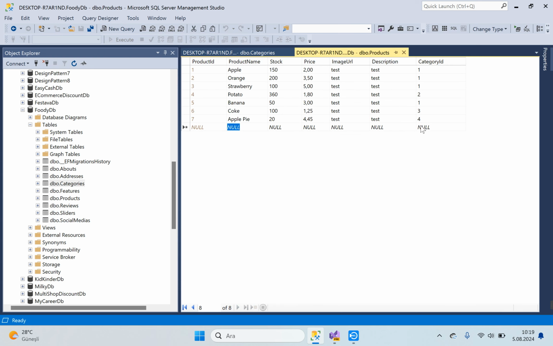Okay, and the final product maybe water. Stock 500 and price €0 and only cents. How many cents? 35. Test and water is drink.